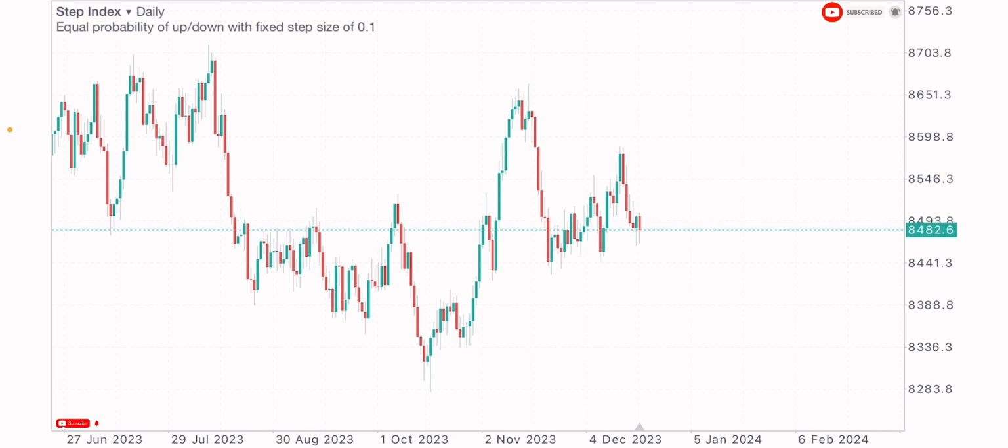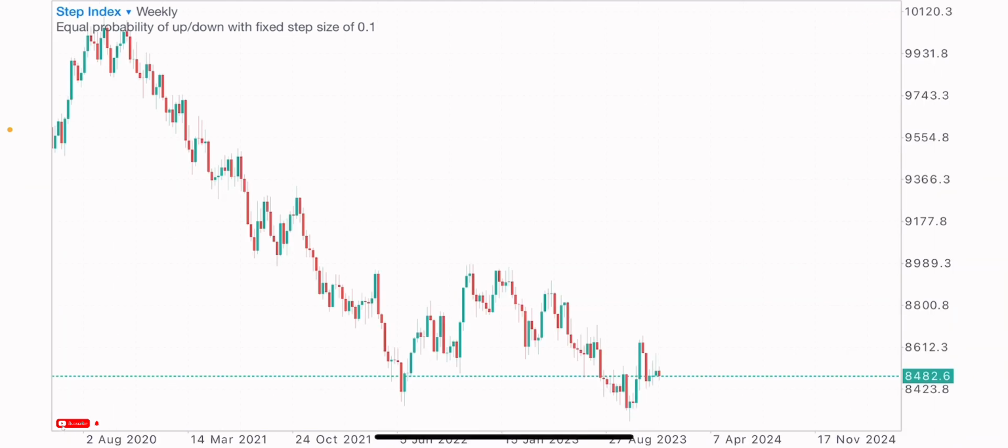So coming to the weekly time frame, as I always do, whenever I want to analyze the market, whenever I want to look out for trade opportunities, I start from the higher time frame. It can be the monthly time frame, the weekly time frame, or the daily time frame. But in most cases, I start from the weekly time frame.